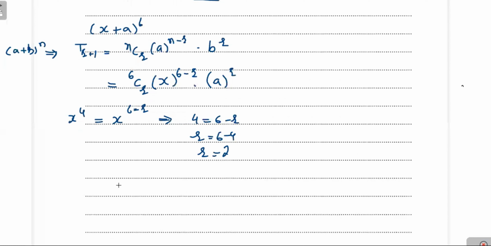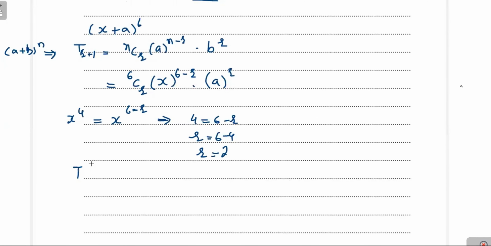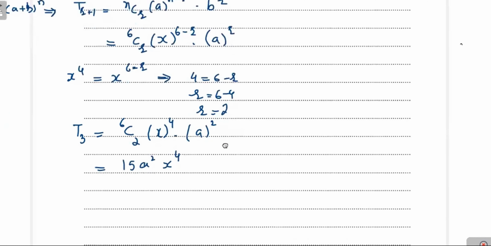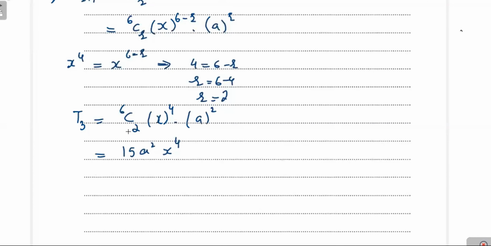Therefore we write T2 plus 1, that is T3, equals 6C2 into x power 4 into a power 2. Now 6C2 is equal to 15, and a square is written as it is, x4 is written as it is. The coefficient of x4 will be 15a square.